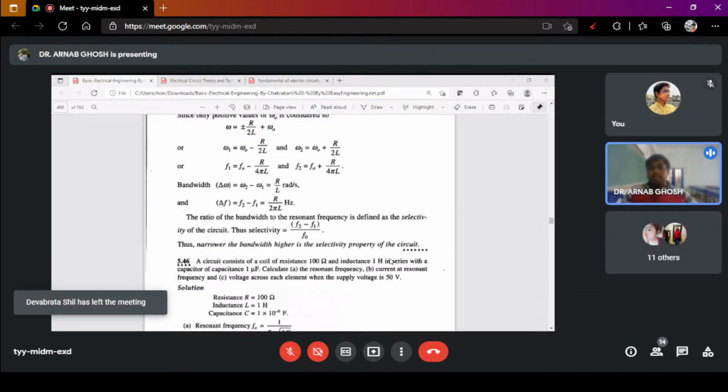You have been given an AC circuit with a resistance of 100 ohms, an inductance of 1 Henry, and a capacitor of 1 microfarad. So you have to calculate the resonant frequency and the voltage across each element when the supply voltage is 50 volt. Okay, do this numerical, everybody.